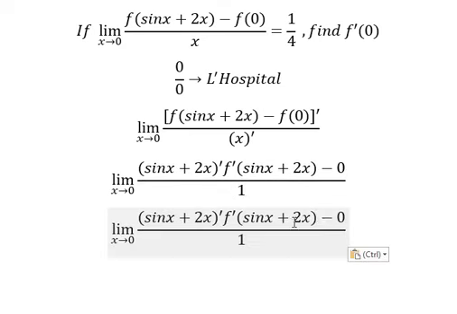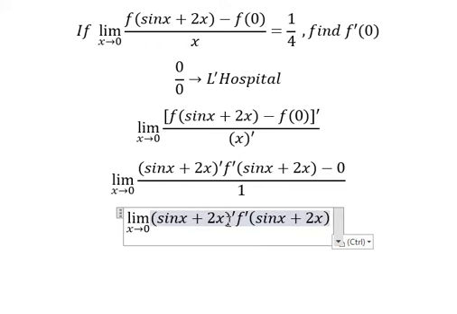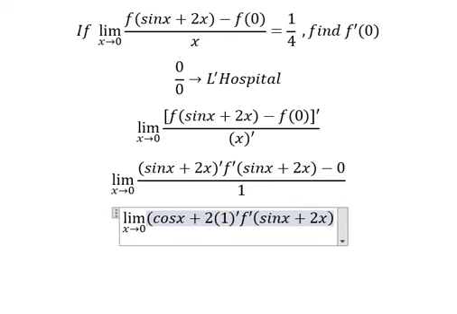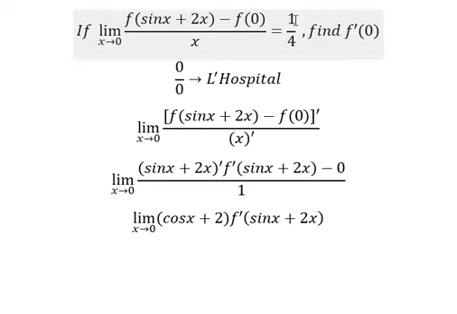Now, we simplify. The first derivative of sin x, you get cosine x. The first derivative of x, you get number 1. So we just have number 2 in here. We know that the value of the limit is 1 over 4 after we let x approach 0 here and here.